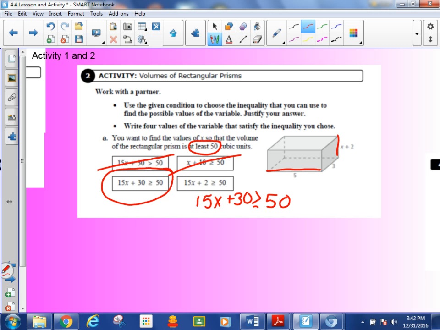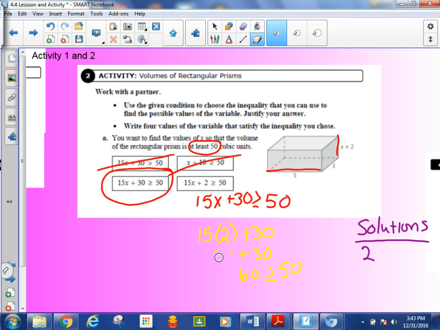So I'm going to start with maybe, let's try putting 2 in there and just test it out. So I'm going to try starting out with putting 2 in for x. So 15 times 2 plus 30. So this would give me 30 plus 30 is going to give me 60. Is 60 greater than or equal to 50? Yes, so 2 would work. So solutions that we could use, we could use 2.